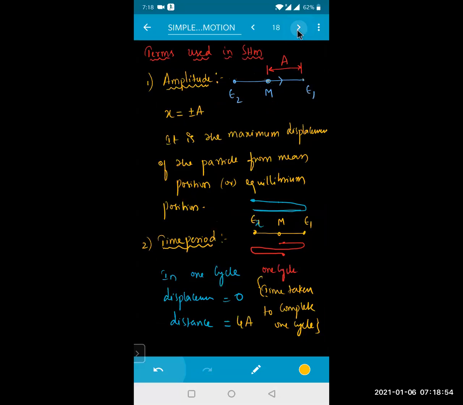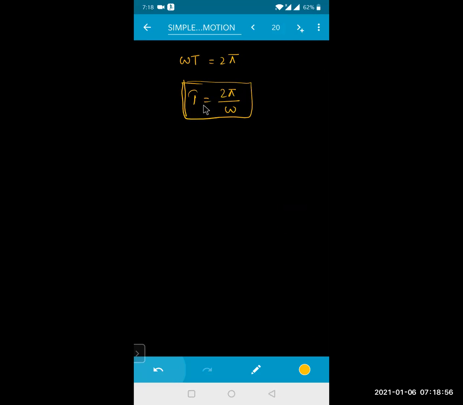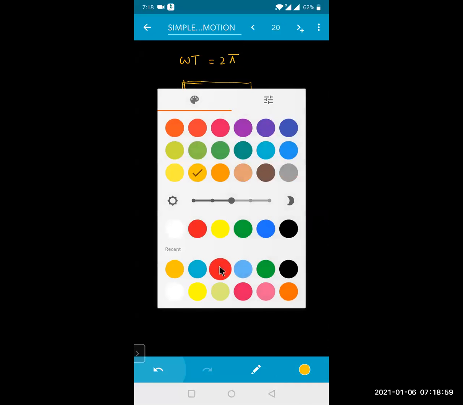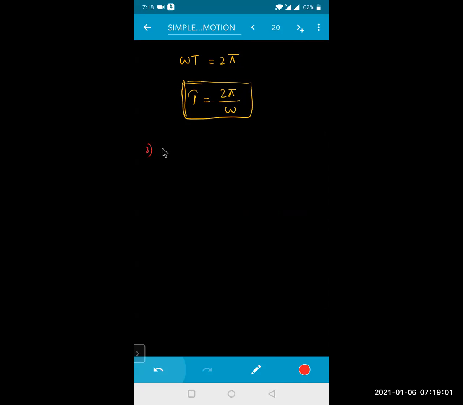Okay, so that is about your time period. The time period of a simple harmonic motion is given by the formula T equals 2 pi by omega. The next term which we'll be using regularly is frequency.